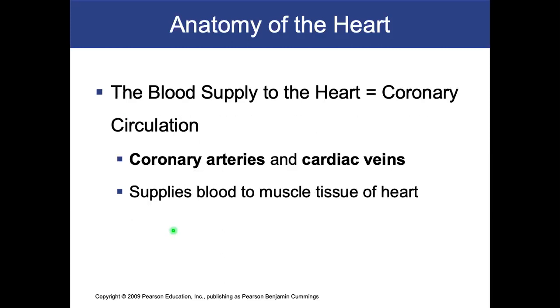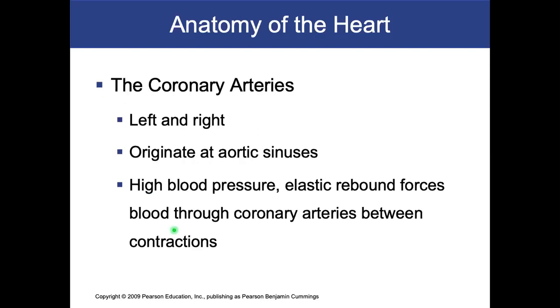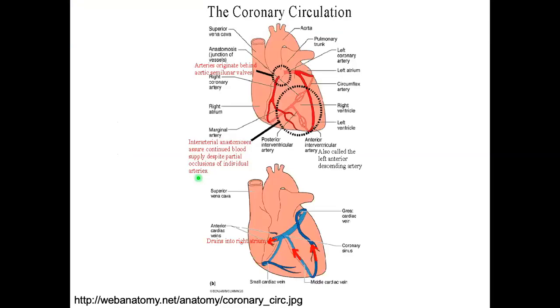Blood supply to the heart is the coronary circulation, the coronary arteries, and cardiac veins. It supplies blood to the muscle tissue of the heart. Coronary arteries, left and right, originate at the aortic sinuses. High blood pressure in the blood going into the aorta is going to push that blood into the coronary arteries.